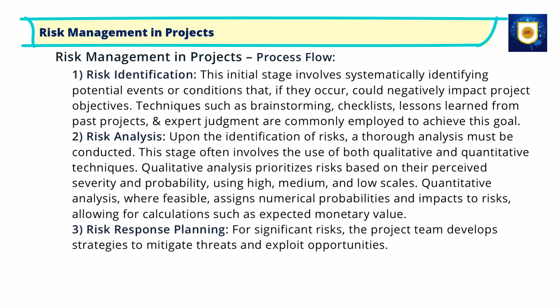Process flow. 1. Risk identification. This initial stage involves systematically identifying potential events or conditions that, if they occur, could negatively impact project objectives. Techniques such as brainstorming, checklists, lessons learned from past projects, and expert judgment are commonly employed to achieve this goal.